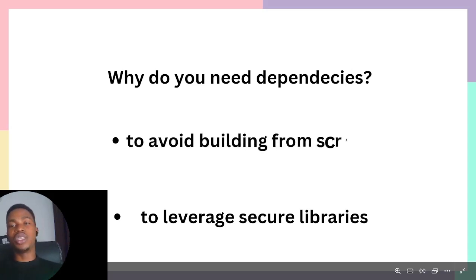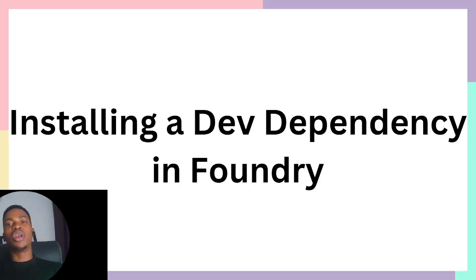And the second reason is to avoid building from scratch, right? There are a couple of things you don't need to build from scratch yourself. You just need to set them up and build the actual contract with them. Now, installing a dependency in Foundry.